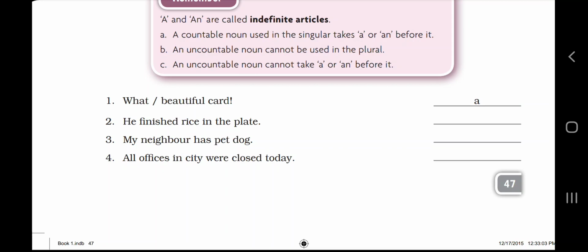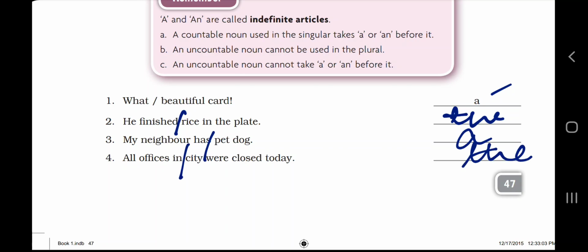Now we have to use the oblique. Here something is missing. Now you have to write here. What a beautiful card. This has been done. He finished the rice in the plate. My neighbor has a pet dog. All offices in the city were closed. Okay, here should be the.